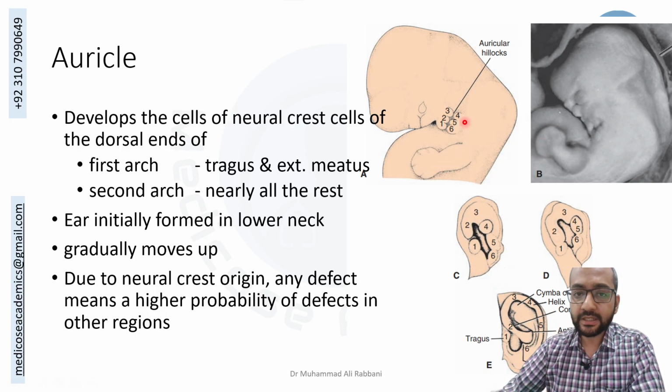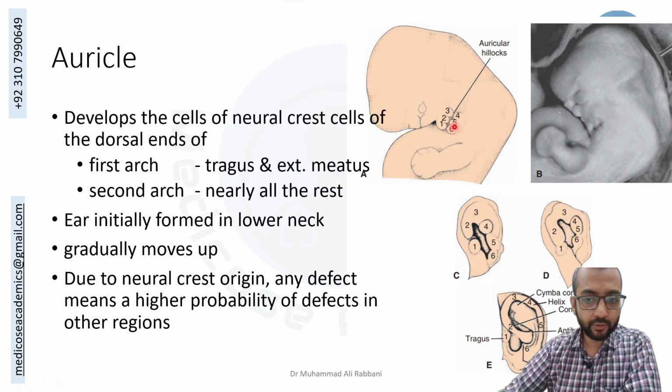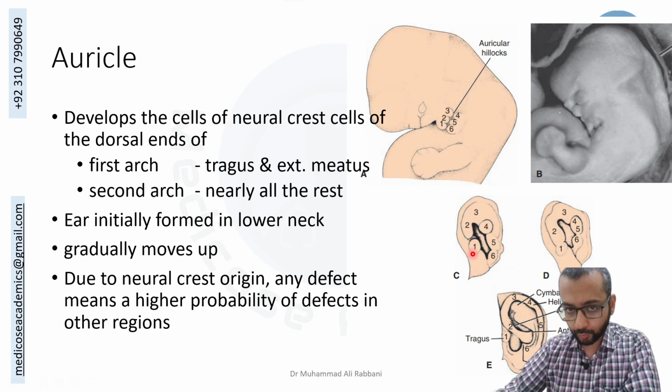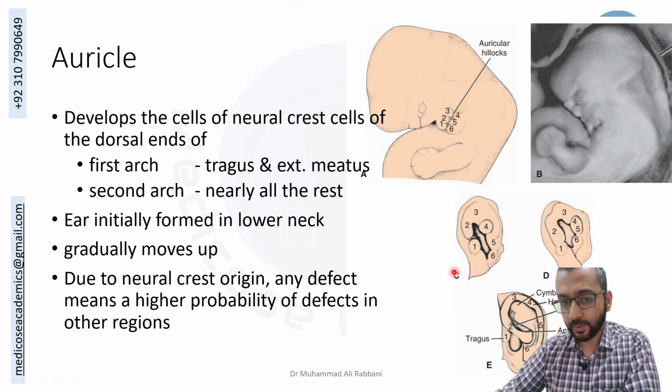And last but not the least, the auricle, the pinna. This is the first arch, this is the second arch, and between them there is the cleft, and then there develop, from the neural crest, these tags. These are formed by the auricular hillocks. They develop, three on this side on the first arch, then 4, 5, 6 on the other, and then they continue to develop and form the shape of the pinna.